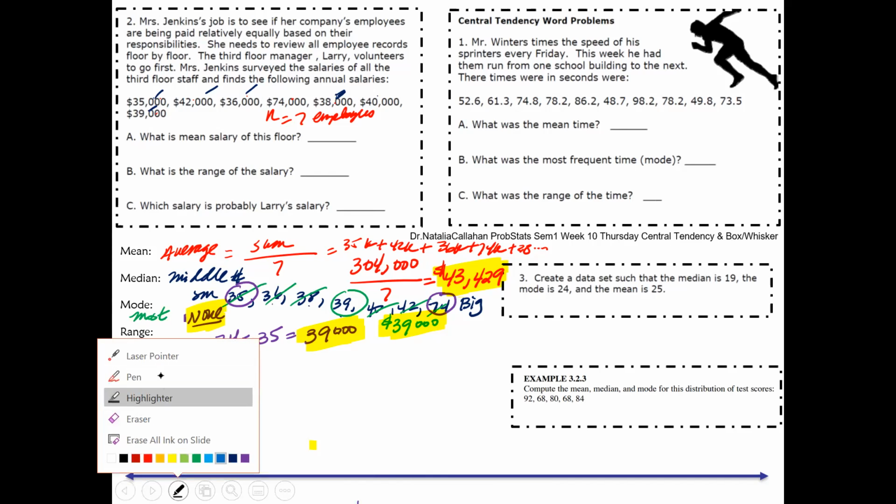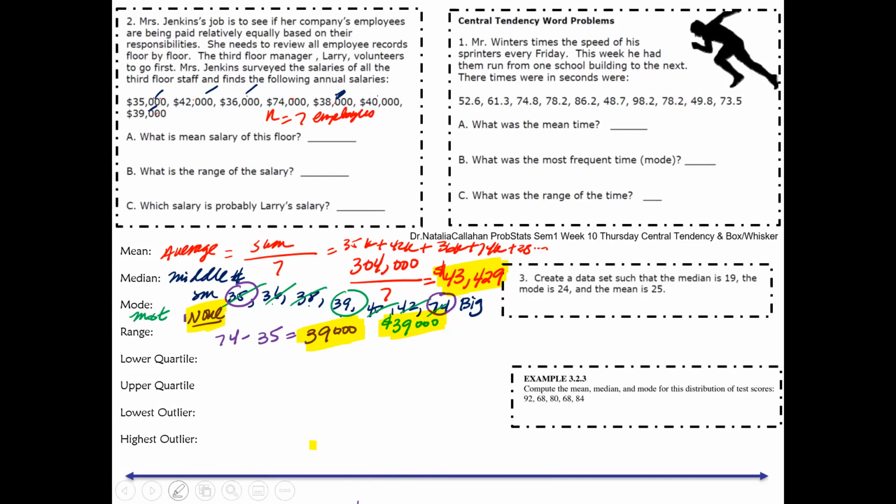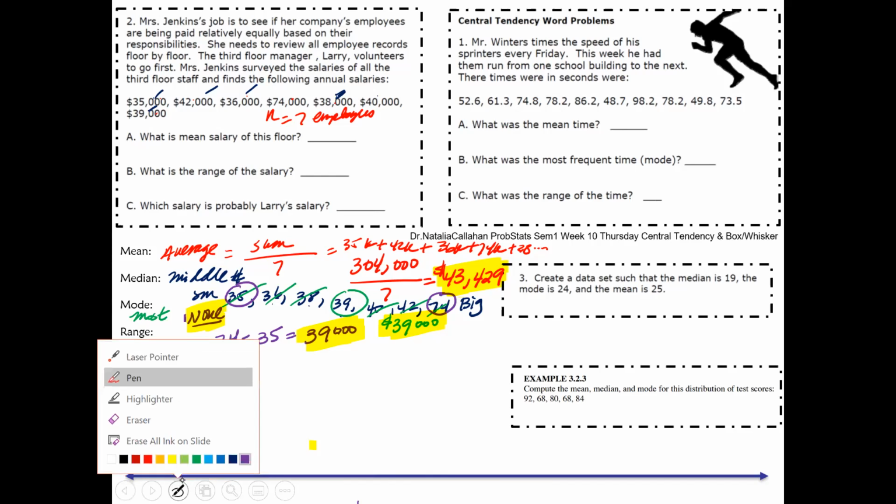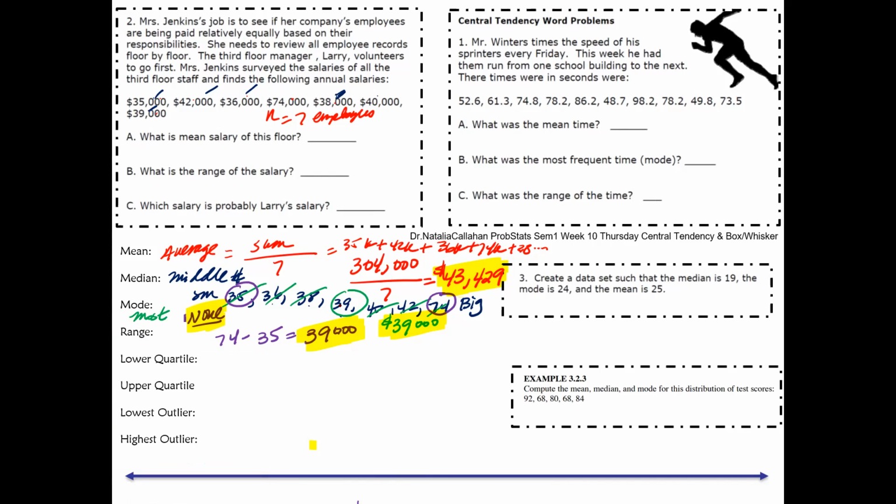Lower quartile is going to be the middle number of the lower left side of your median. So given that 39 is your middle number, we're going to look at the lower left side. So what's your middle number of the lower left side? It's in between 36 and 38. So that's actually 37,000. That's your lower quartile.